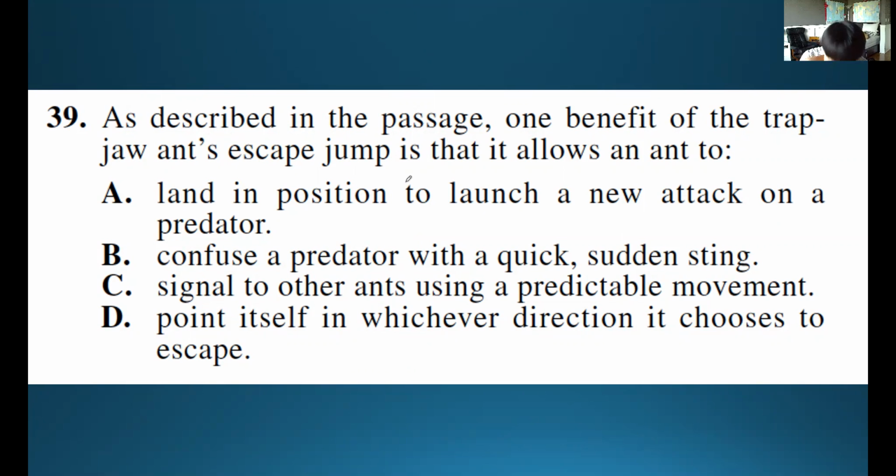So where is this? We have a lot of those types of questions, looking in the passage, trying to find the part of the passage that supports the correct answer, right? And these are otherwise known as time waster problems. But one benefit of the trapjaw ant's escape jump is that it allows an ant to, and we're talking about the escape jump. So this is in lines 65 to 75, right? So what's a benefit of the escape jump?